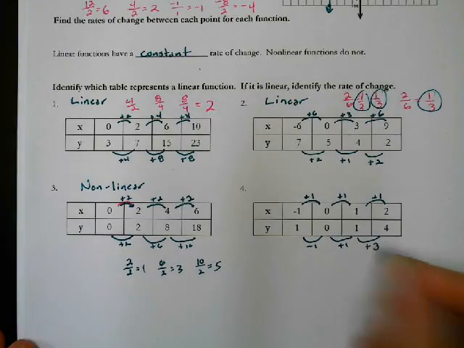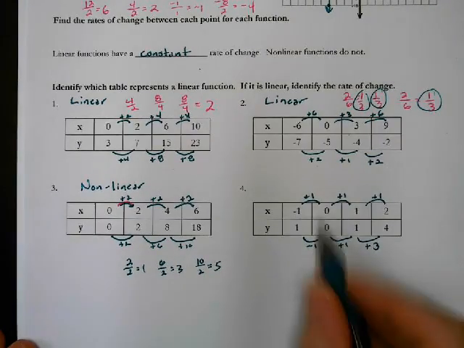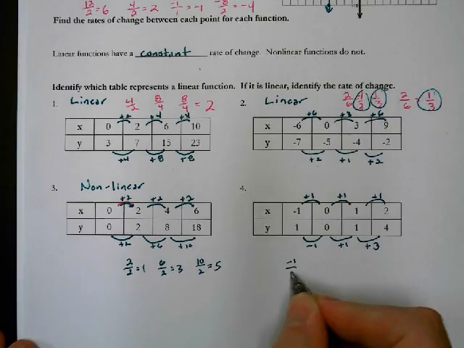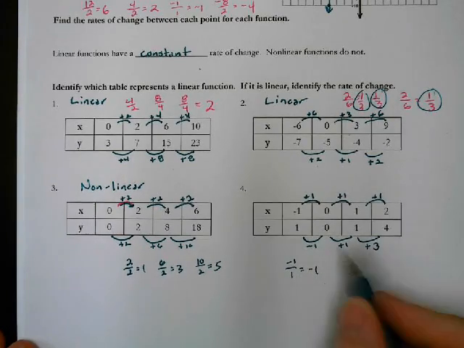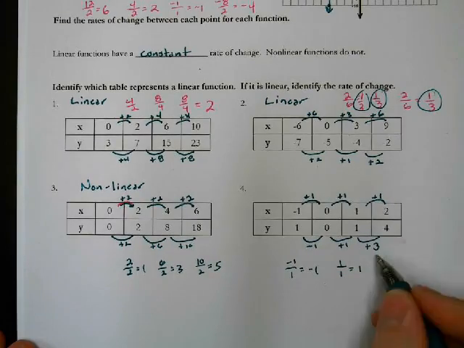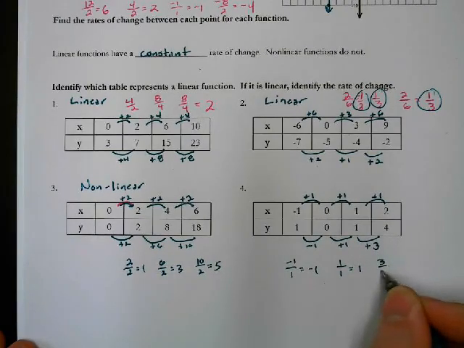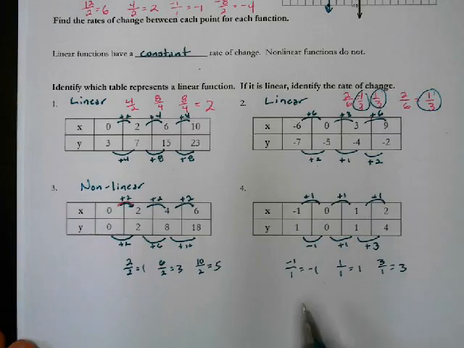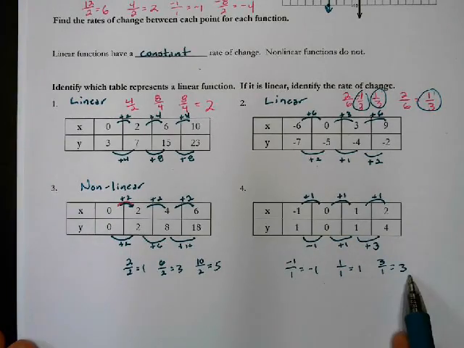Rate of change, -1 over 1, which is -1. 1 over 1, which is +1. 3 over 1, which is 3. Different rate of change each time. This means it's not linear. This would be a nonlinear function.